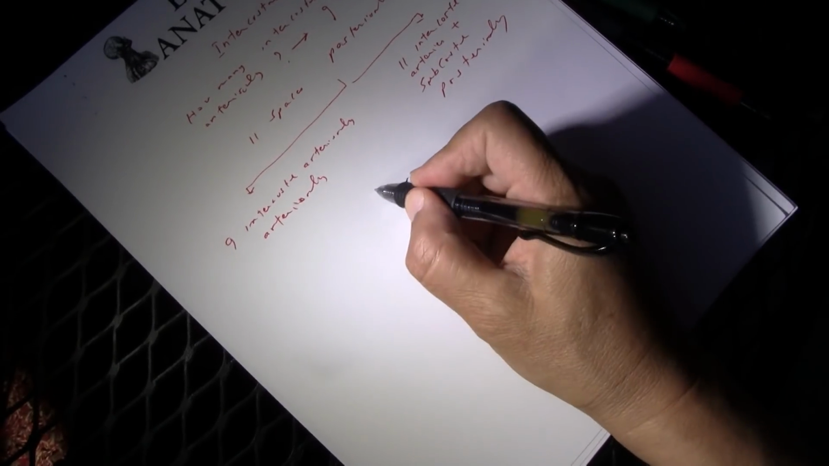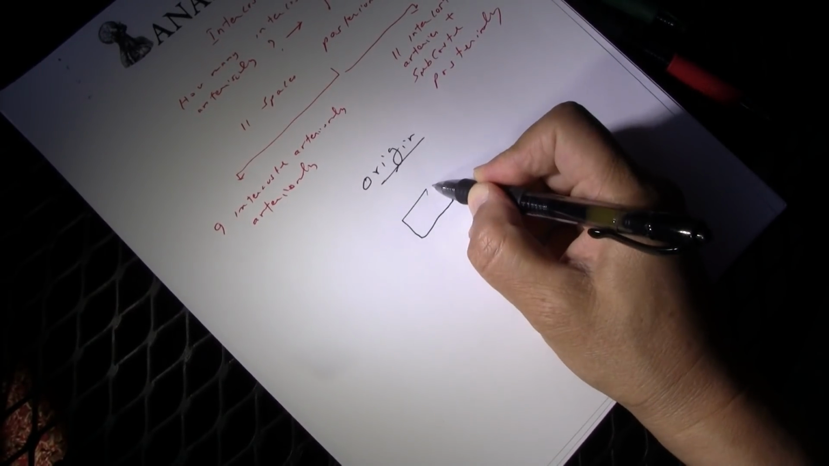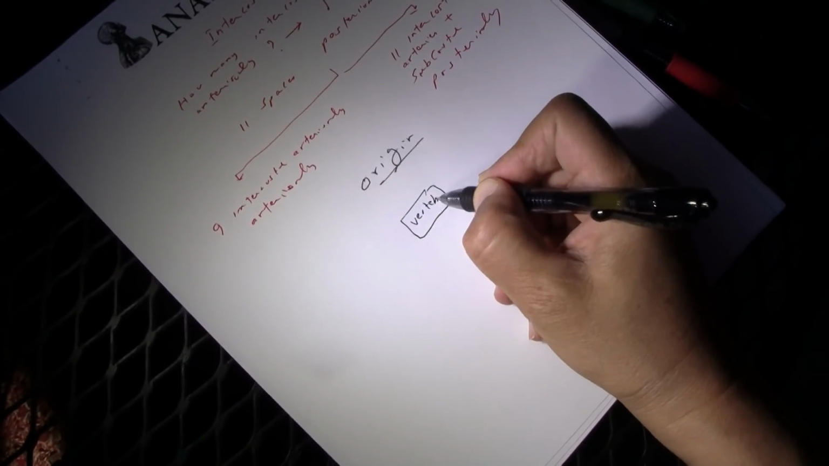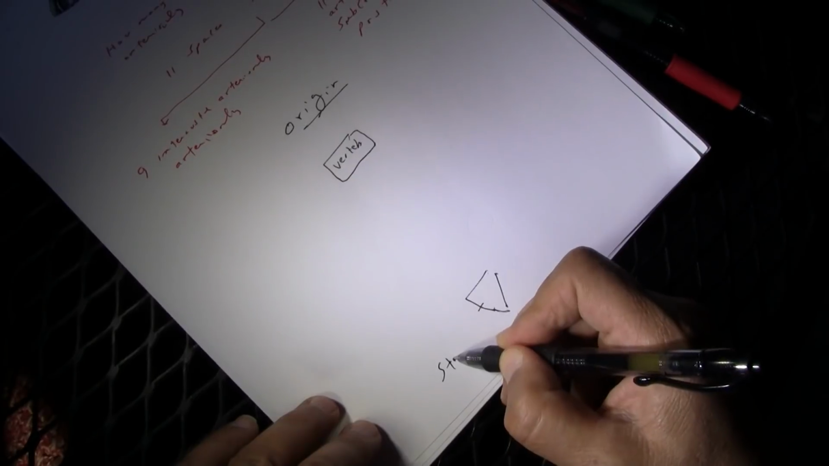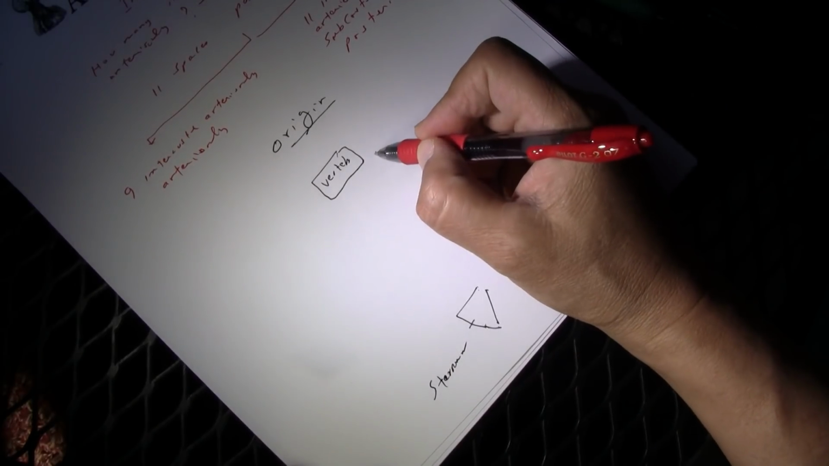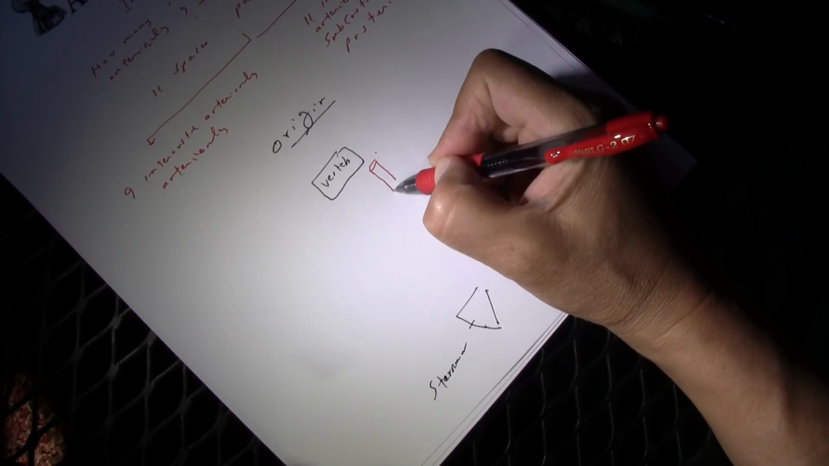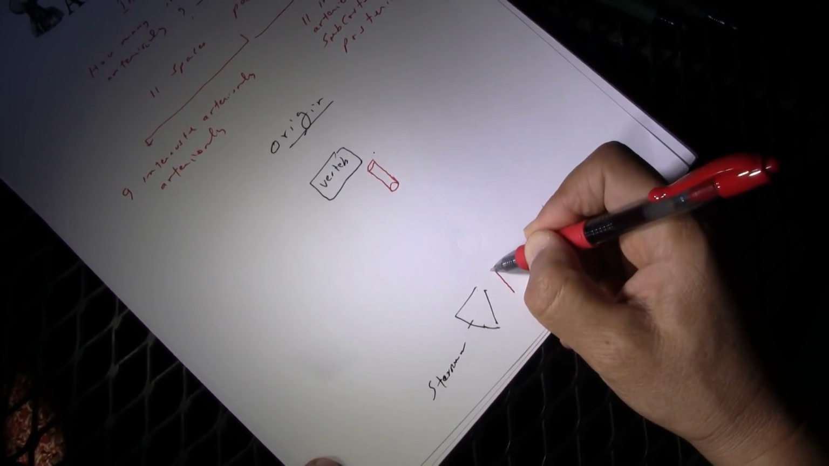So what is the origin of the anterior and the posterior intercostal arteries? Here is the vertebra posteriorly, and anteriorly here is the sternum. Posteriorly, the major source is the descending thoracic aorta. Anteriorly, the major source is the internal thoracic artery.